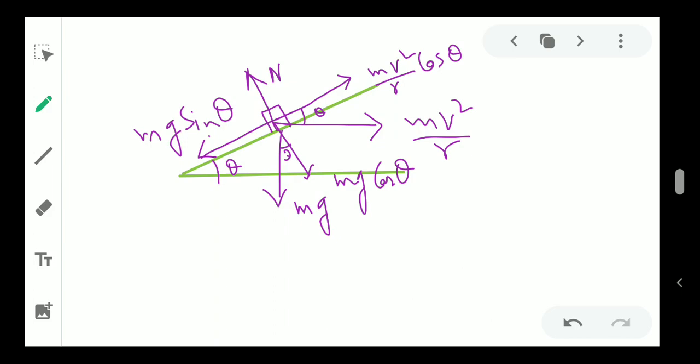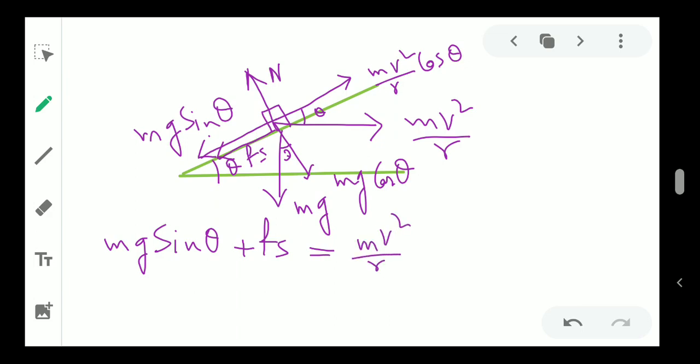And now we can take the friction. So see, this mv square by r cos theta will try to move this car in the upward direction, so that it can slip off the road. So that means the friction will work in the opposite direction of that motion. So friction is helping mg sine theta in that case. So I can write now mg sine theta plus friction is equal to mv square by r cos theta.